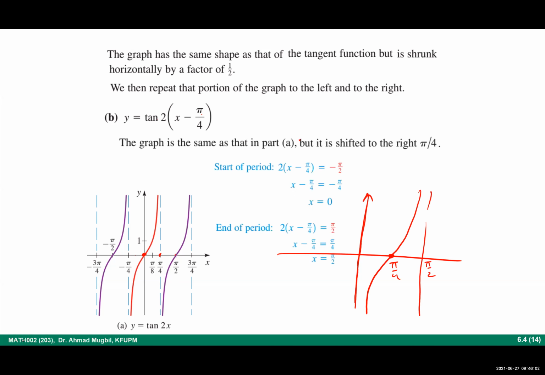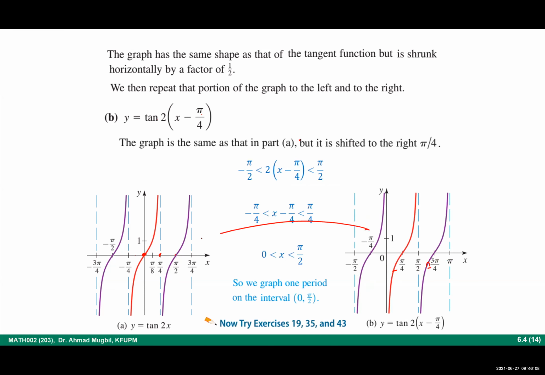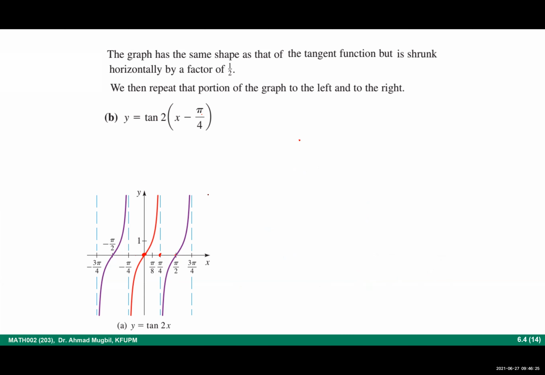But look, let me show you the graph. And I will mention that later. Look at the graph. This one is obtained from this one by shifting to the right, pi over 4. Look, what was at 0 becomes at pi over 4. What was at pi over 4 is at pi over 2. But what about if I don't have this? How to sketch this from scratch, from the beginning?